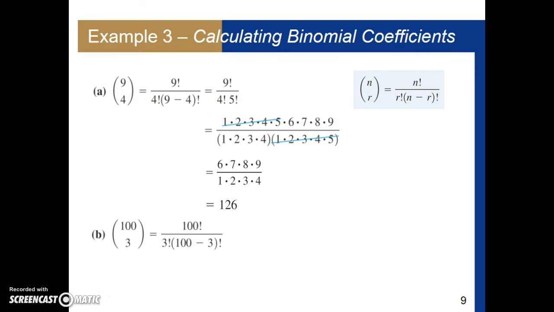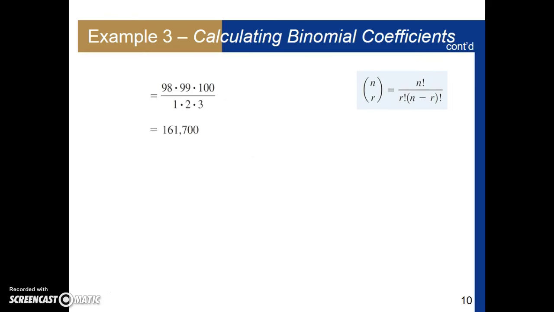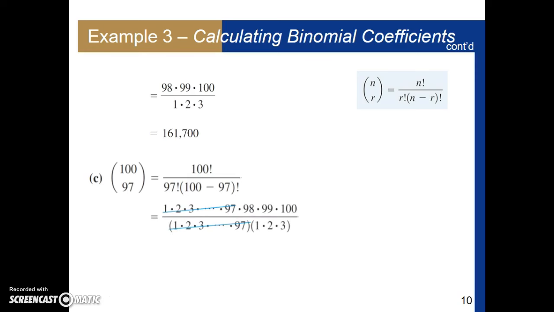So here's another one where n equals 100 and r equals 3. We just substitute that into our formula for the coefficient and we simplify things. It's very easy to simplify because 100 factorial contains 97 factorial. So again, it's not that difficult to actually come up with these coefficient values at all.